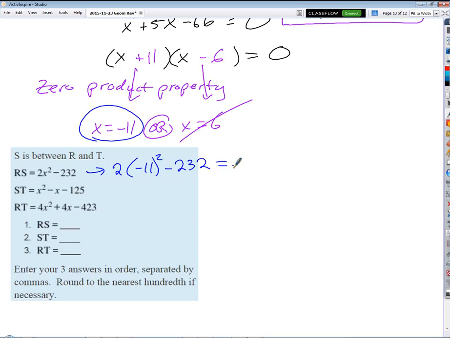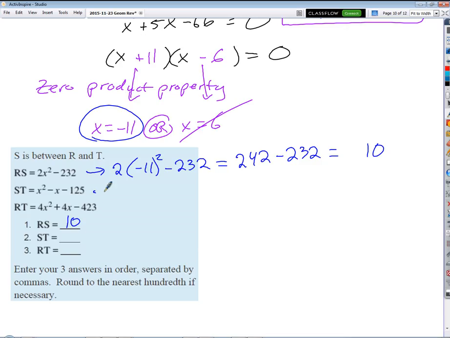What should we do though? We talked about this many times. When I square a negative, what should I always do? Either put it in parentheses or even easier, just square the positive, right? So that's the same thing as saying 2 times 11 squared. 11 squared is 121. 2 times that would be 242. So what is 242 minus 232? 10. Okay, so RS is 10.